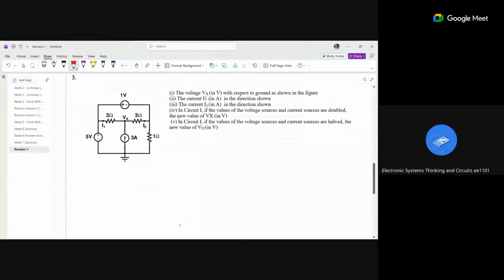So this is one question. So there is a circuit given. You have to find these 5 quantities. That is, you have to find Vx. Then you have to find current I1. Then current I2. Then, so this is the circuit one.